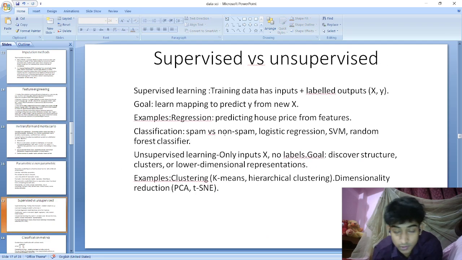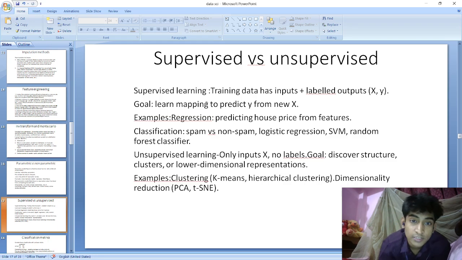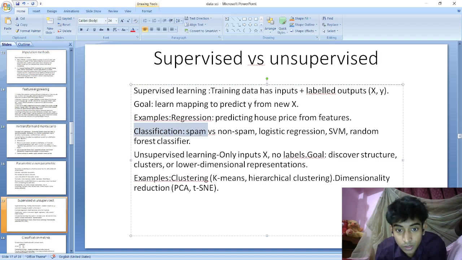Now let's discuss supervised versus unsupervised. In supervised learning, our training data has inputs plus target vectors, and our goal is to learn the mapping from X to Y. Often, supervised learning is done to predict a categorical value or a numerical value. For example, it is often used for classification, where an email can be classified as spam versus non-spam. We can use logistic regression for classification, support vector machine, or random forest classifier. It is also used for regression, for predicting house prices based on the features, right?